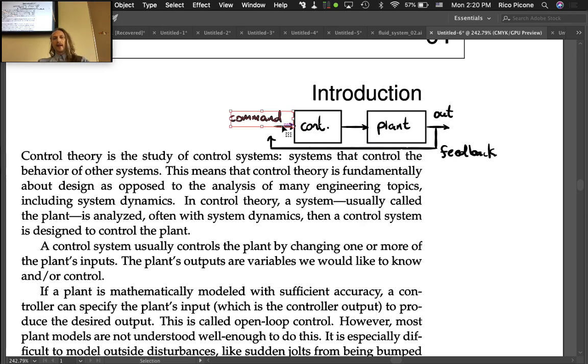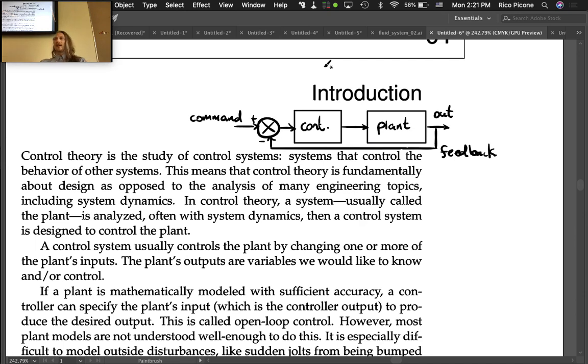So we move the command back here, and we say, okay, what's the difference? Summing junction here. So I take the difference between the command and what it actually is, and then the controller gets to decide what to do based on that difference. Not based on what I want, but based on the difference between what I want and what actually is going on, or at least my measured value.